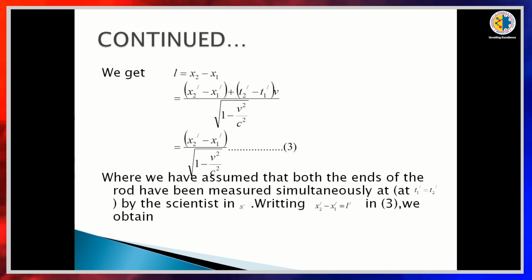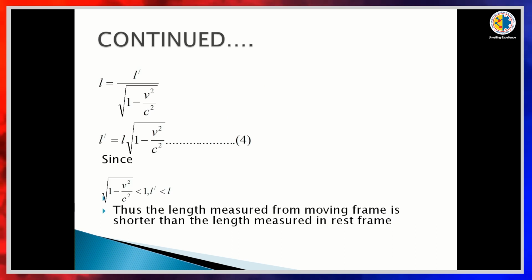Writing x2 minus x1 dash is equal to L dash in equation number 3 we get, now, left hand side it is L. So, in right hand side, x2 dash and x1 dash are the end points of the rod, which are measured from the S dash frame. So, if we write x2 dash minus x1 dash is equal to L dash, then we get that L is equal to L dash divided by root over 1 minus v square by c square. So, this implies L dash is equal to L into root over 1 minus v square by c square.